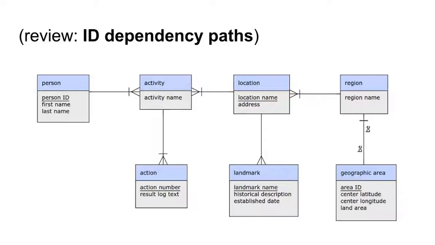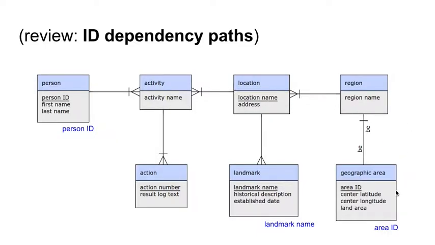Here's a quick review. The identifiers for independent entities are easiest to see. These entities have no bars on links. The identifiers comprise the list of identifying attributes inside the box. So the identifier for person is person ID, for landmark is landmark name, and for geographic area it's area ID. The other entities on this diagram are all either dependent, intersection, or subordinate. And all of those get part of their identifiers from other entities. It's easiest to start from the independent entities and work backwards along the dependency paths.